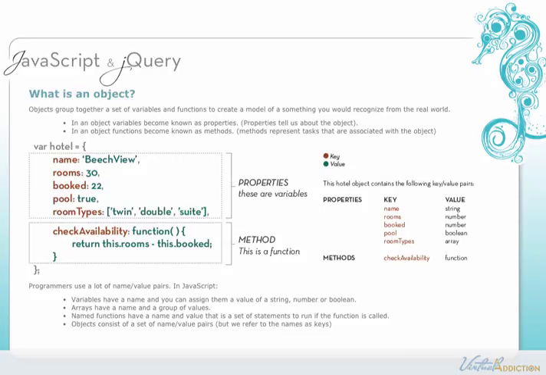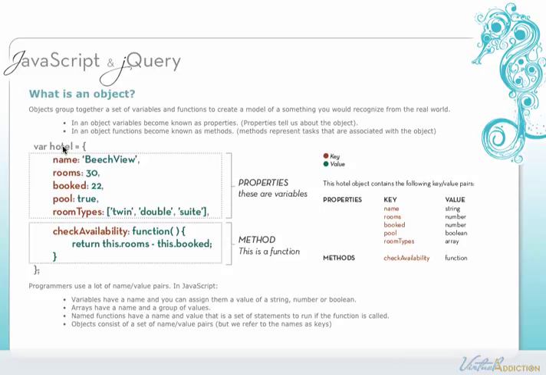For example, you can check how many rooms are available by subtracting the number of booked rooms from the number of total rooms. This object right here represents a hotel. It has 5 properties and 1 method. The object is in the curly braces. It is stored in a variable called hotel.